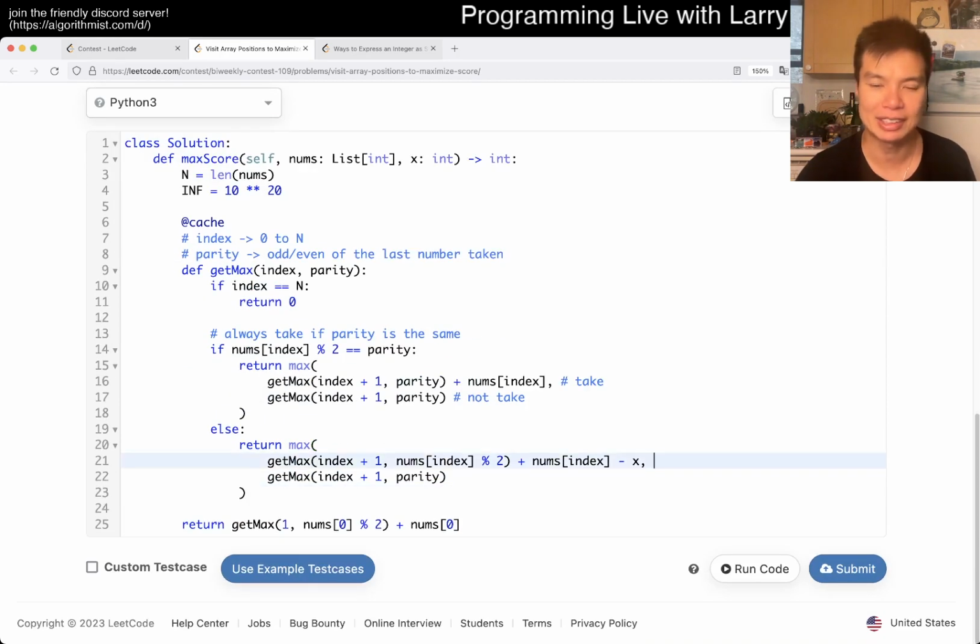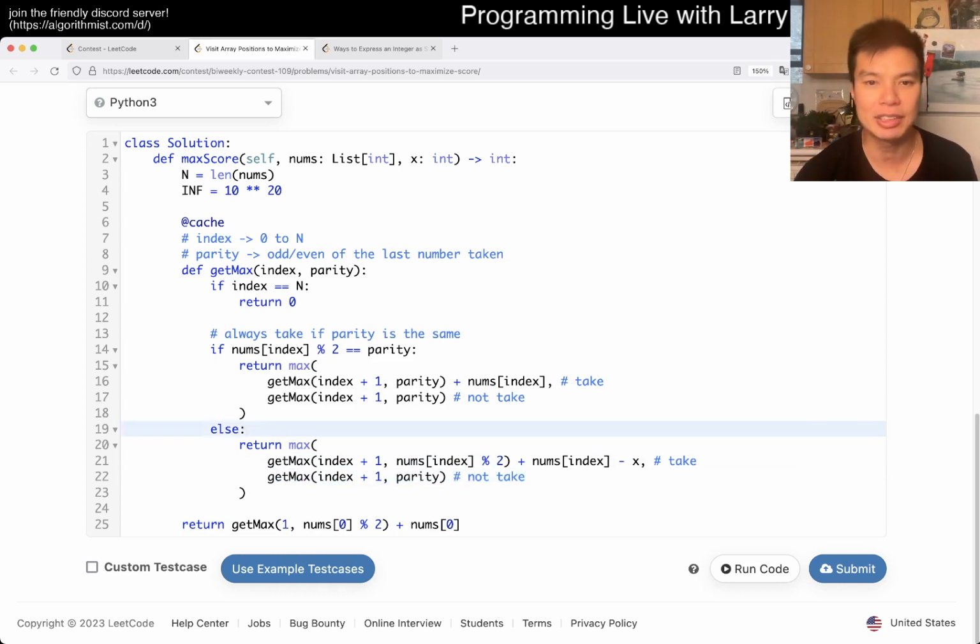if the parity is not the same, then we still do the same thing. We just have a different state. So this is tick and this is not tick, and you can kind of see after a little bit that these are very similar, right? So we tick, then we have a new parity, so we make sure that you call it that way. But you also get the score, but you have to subtract x from it. Otherwise, you don't tick, and then you just keep the same parity as the last number. So that's basically the idea.